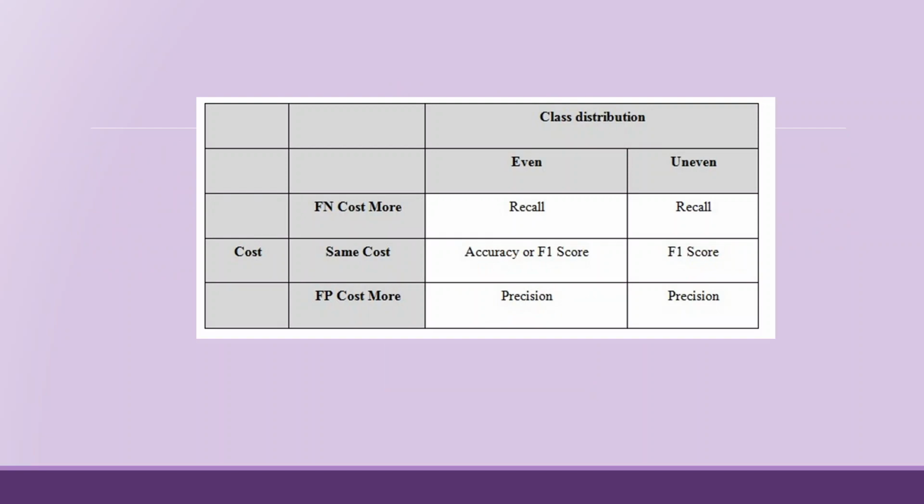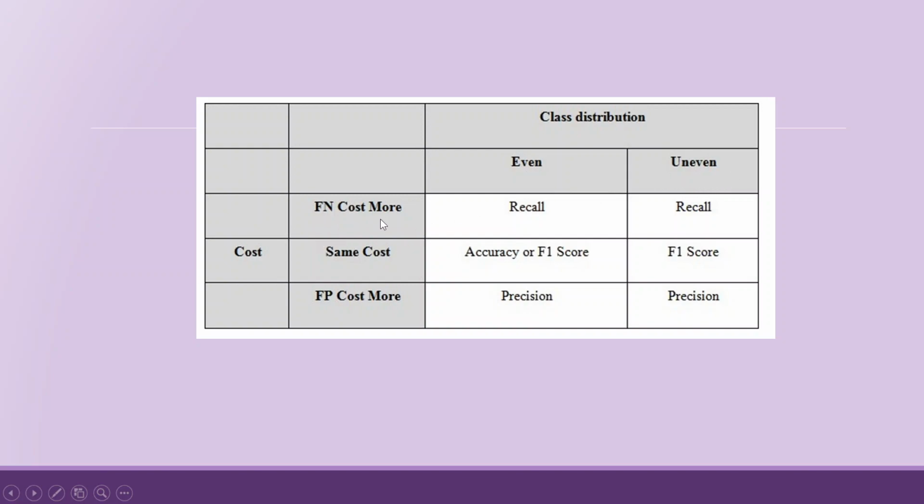Now, which parameter to use, or rather which metric to use in which situation? Say for example, we are having an even class distribution. It means that the target variable is evenly distributed. Say for example, there are two classes, 1 and 0. We are having more or less equal observations in both the classes. Then we say that there are even classes. And if it is not, then uneven classes.